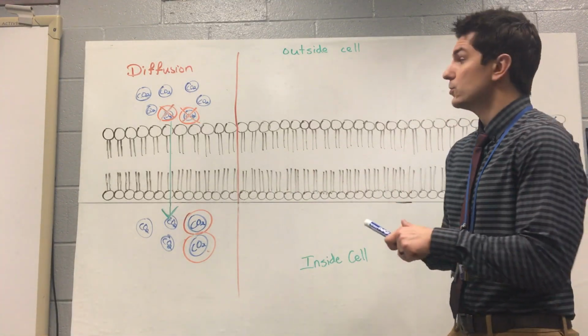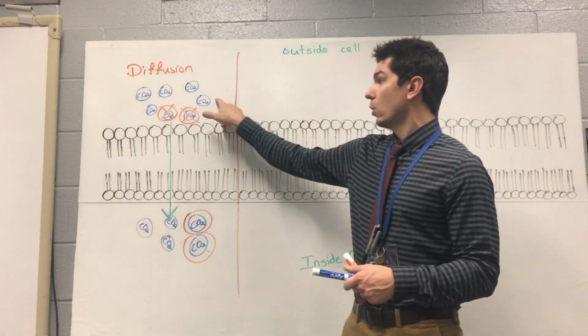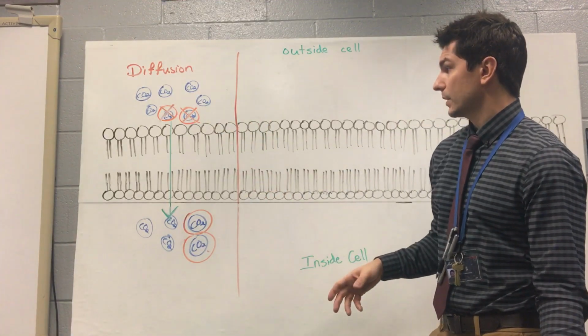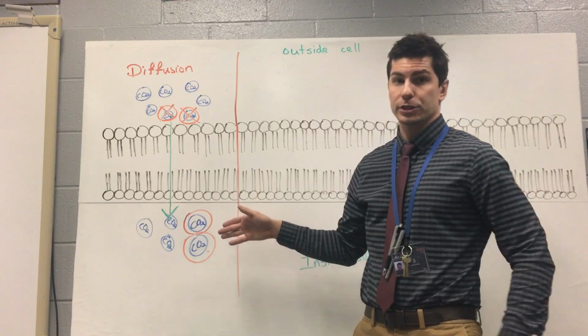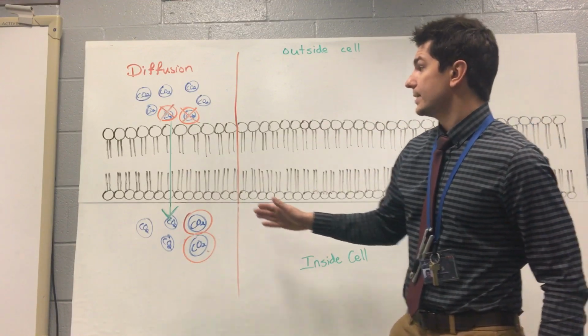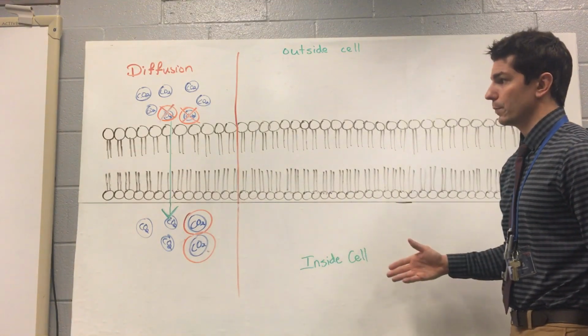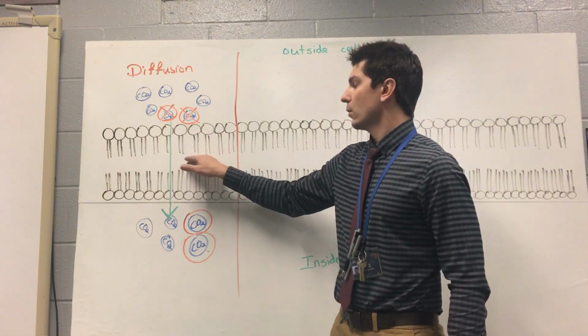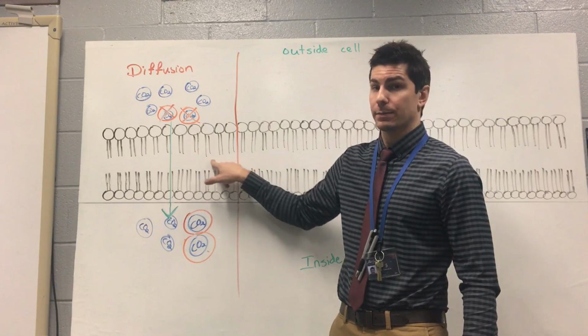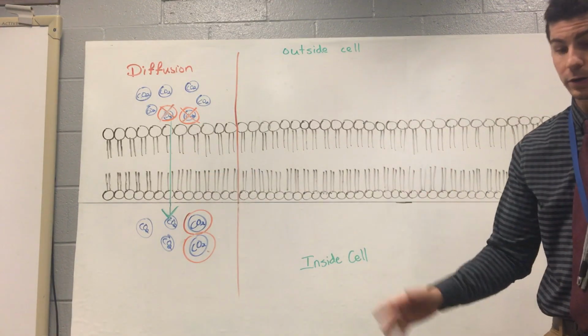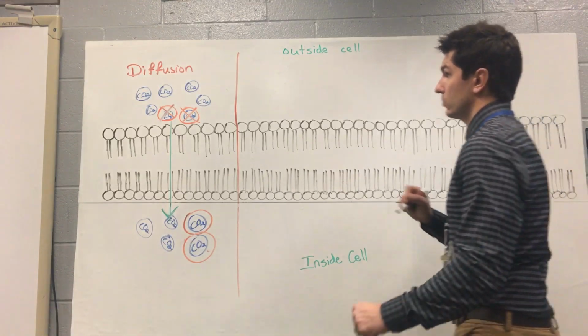So our big notes on diffusion is that it's going to move small, nonpolar molecules like carbon dioxide or oxygen gas. It's going to go from high to low concentration until equilibrium is reached. And it's able to move right through our phospholipids, mostly because it's nonpolar. It's not going to be repelled by our fatty acid tails in the middle there. All right. So that is diffusion. That's all you have to know for that. Let's go to our next one.